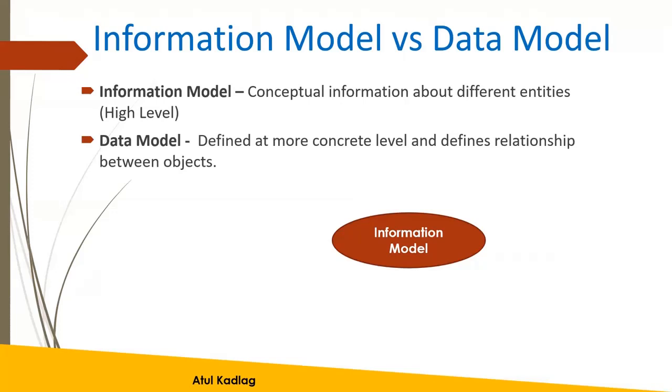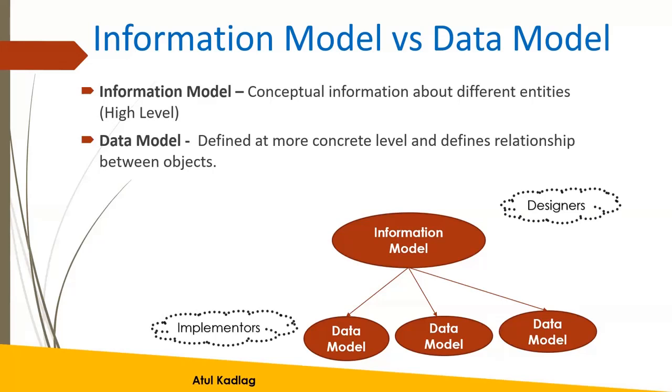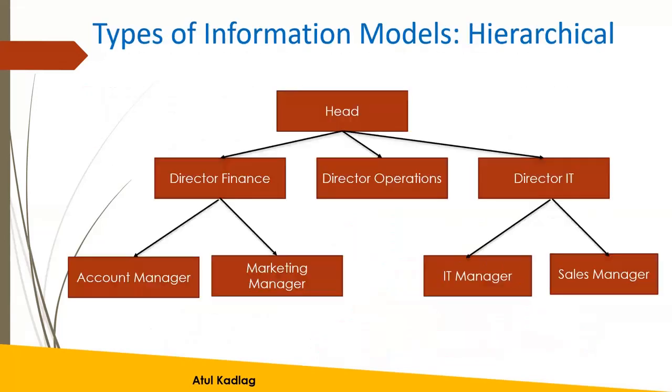And a data model is at a more concrete or detailed level, where it defines the relationship between the objects. That is treated as a detailed level, and it can be derived from the information model. The information model is the high-level or conceptual thing, and the data model is more detailed, worked on by the designers and implementers, the actual developers who work on the data model. As a more technical thing, the data model can be done by the implementers.